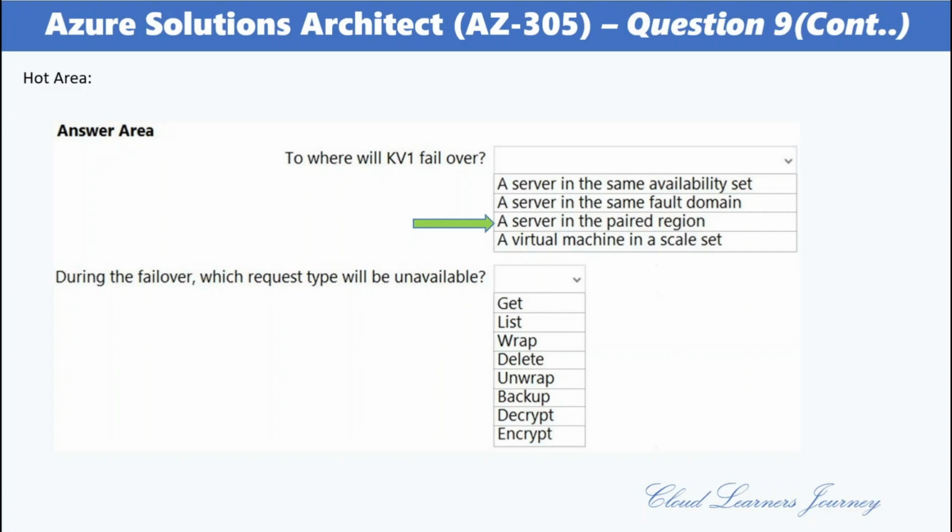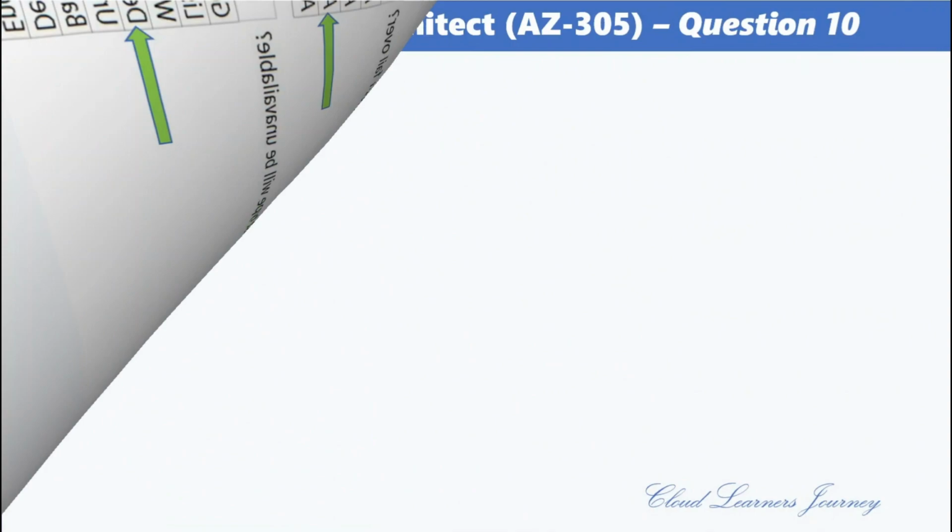For the second answer area, during the failover, which request type will be unavailable? And the correct option is delete. During failover, Key Vault is in read-only mode. Requests that are supported in this mode are list certificates, get certificates, list secrets, get secrets, list keys, get keys, encrypt, decrypt, wrap, unwrap, verify, sign, backup.